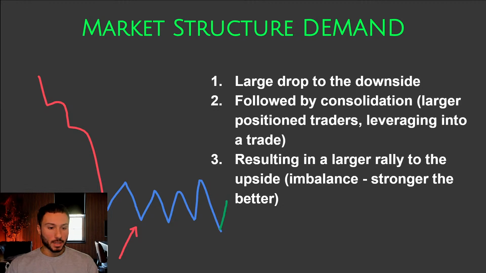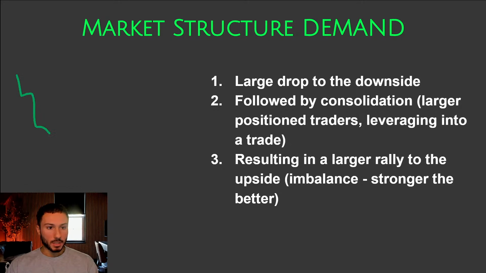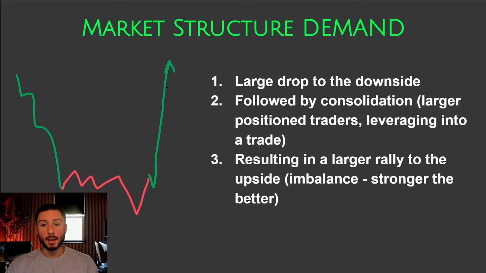Let me redraw this a little bit so it's a little clearer. So sell off, step number 1. Consolidation, step number 2. And then rally, step number 3. And let's break this down. Ready? So the sell off down is imbalance. Consolidation is balance, followed by imbalance to the upside.